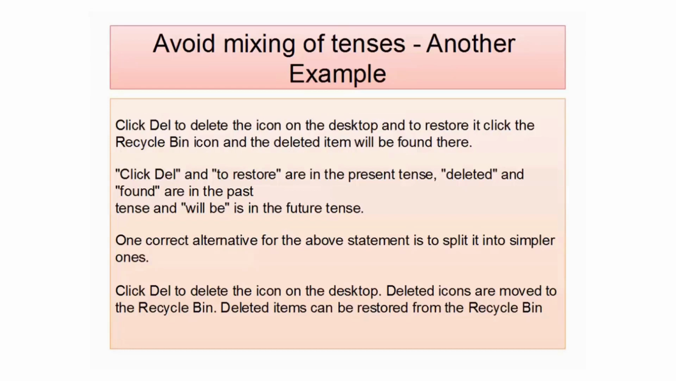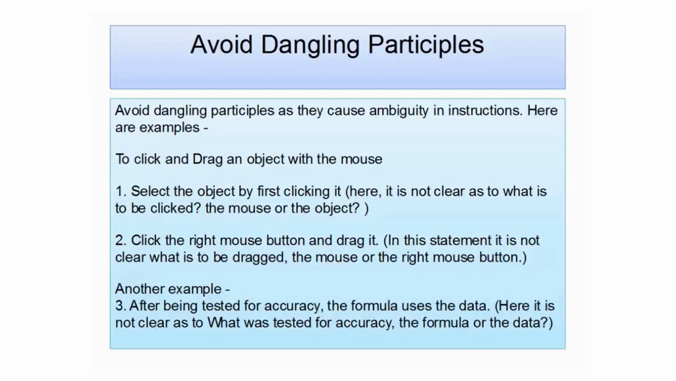One correct alternative for the above statement would be, click Del to delete the icon on the desktop. Deleted icons are moved to the recycle bin. Deleted items can be restored from the recycle bin. That's using 3 statements, but the errors are corrected and the long statement is simplified. The third common error: avoid dangling participles as they cause ambiguity in instructions.